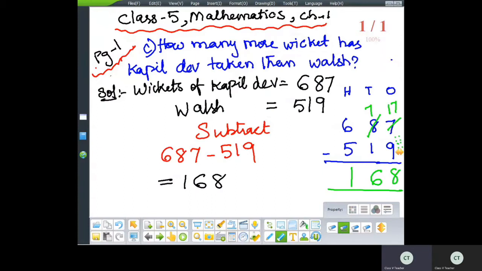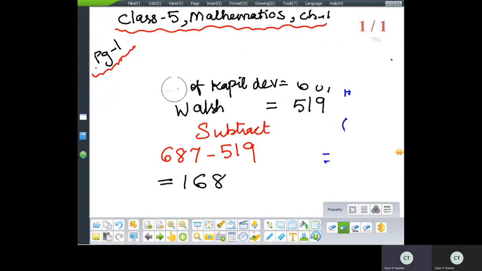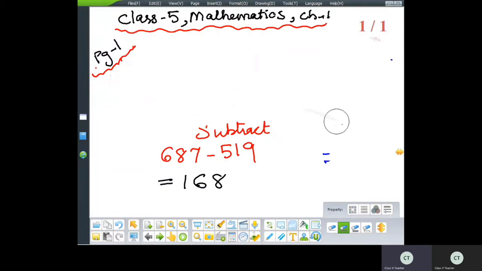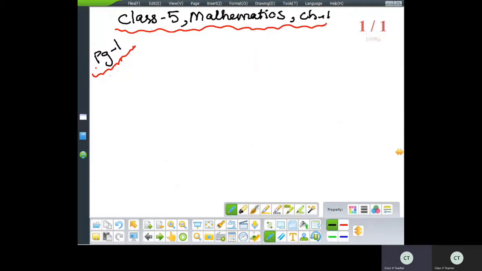Write the ascending and descending order of the wickets. So what is ascending order, children? Small to big. What is descending order? Big to small. So from first class onwards, we are learning this point. Yes, now you are perfect with this word. Ascending means small to big, descending means big to small.